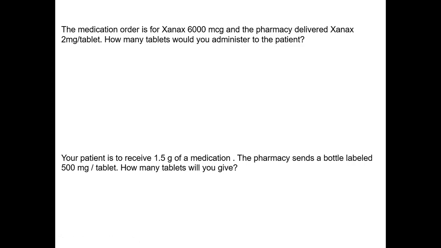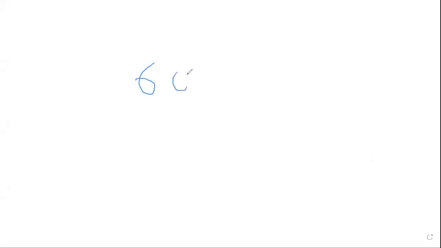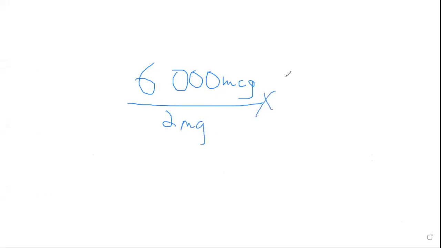Okay, a little bit of conversion here now. The medication ordered is for Xanax, 6,000 micrograms, and the pharmacy delivered Xanax 2 milligram tablets. How many tablets would you administer to the patient? So what we have ordered, or the physician's order, is 6,000 micrograms, and our supply on hand is 2 milligrams per tablet. They want to know how many tablets we'll give. So our order goes on the top, 6,000 micrograms, and what we have on hand is 2 milligrams per 1 tablet.